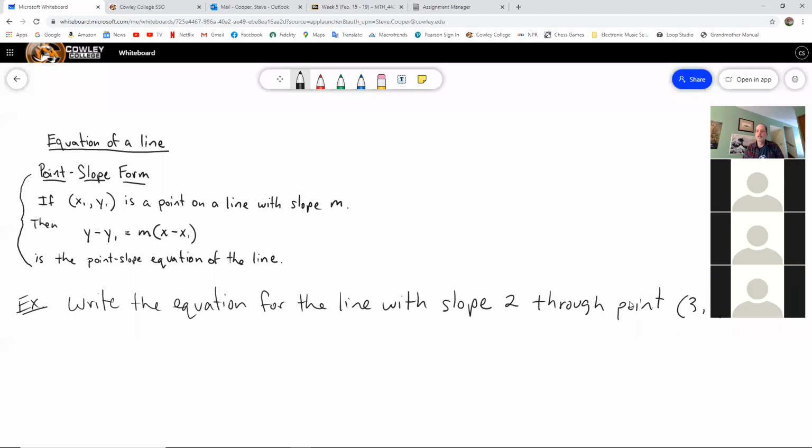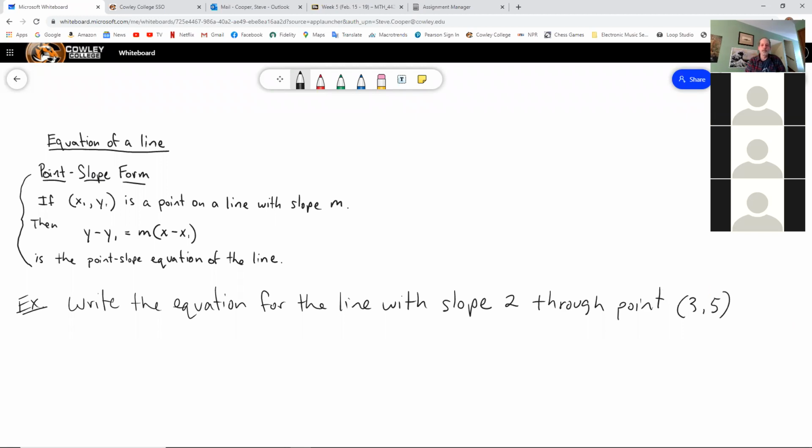So I'm going to take my formula here for the point slope form, and I'm just going to plug these parts in. So here's my point, there's my x1, y1, and then there's my slope m. So I know that y minus y1, y minus 5, is equal to my slope 2 times the quantity x minus x1, which is 3. So x minus 3.